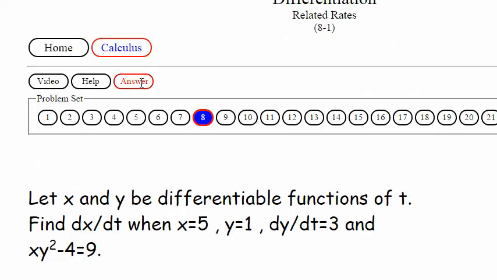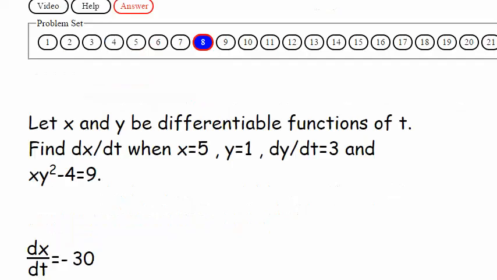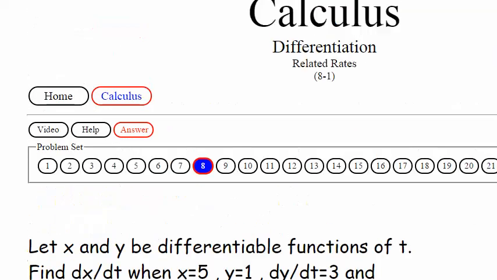Let's click on the answer and see what dx over dt is, and that's what the script says, negative 30, so that's probably what it is.